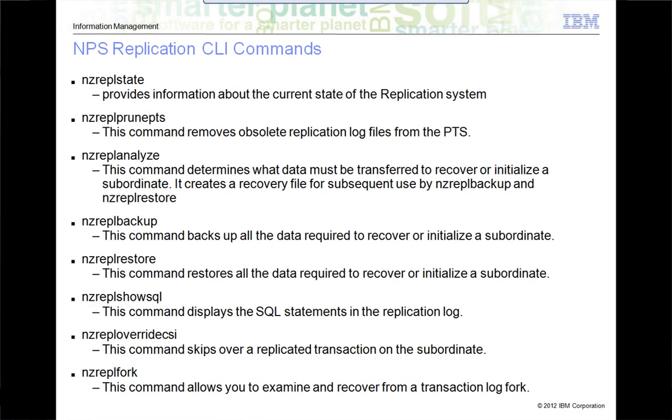NZRIPL override CSI, this command can be used to skip over a replicated transaction on the subordinate. So if you see that the subordinate is hung upon any particular transaction for any reason, and you see that that particular transaction may not be necessary for keeping these databases in sync, you can choose to override that particular CSI in CSN and move over to the next transaction on the subordinate. NZRIPL fork, this command can be used to recover from something called a transaction fork. What a transaction fork is, I'm going to talk about in detail further. But this command will be used in those cases.